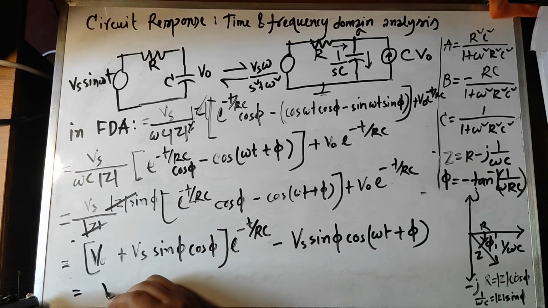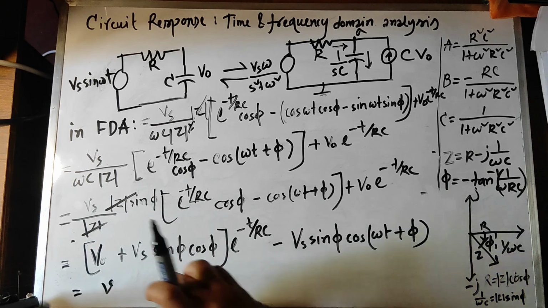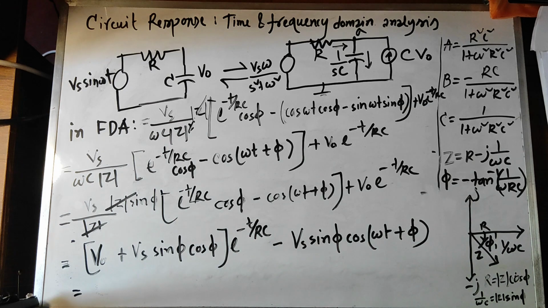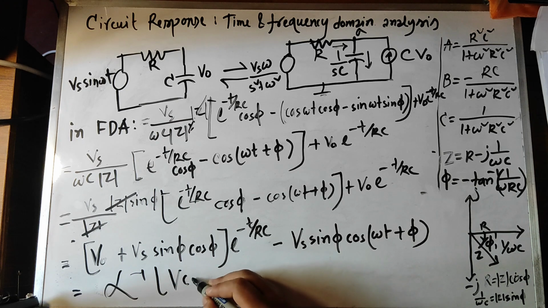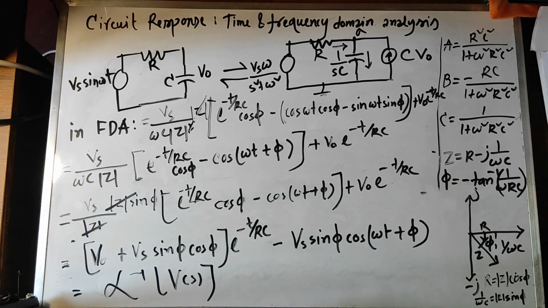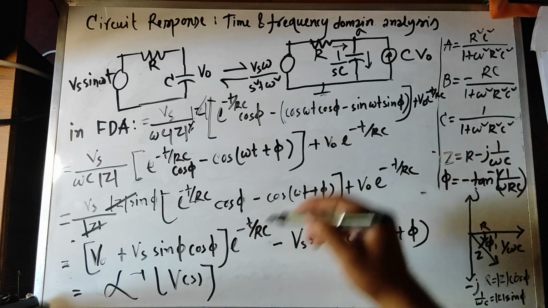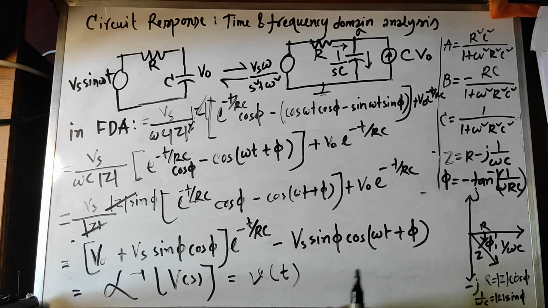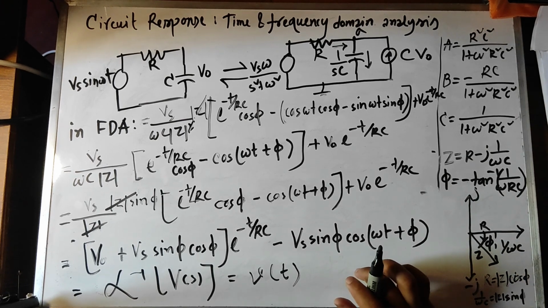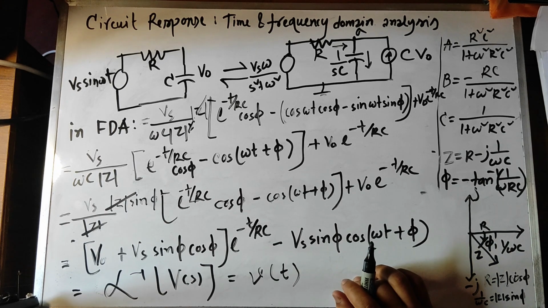equals to, okay, let me write this thoroughly, inverse Laplace transform of Vs. Vs is at node A, which is in time domain vt. So this is the answer for RC response in frequency domain.